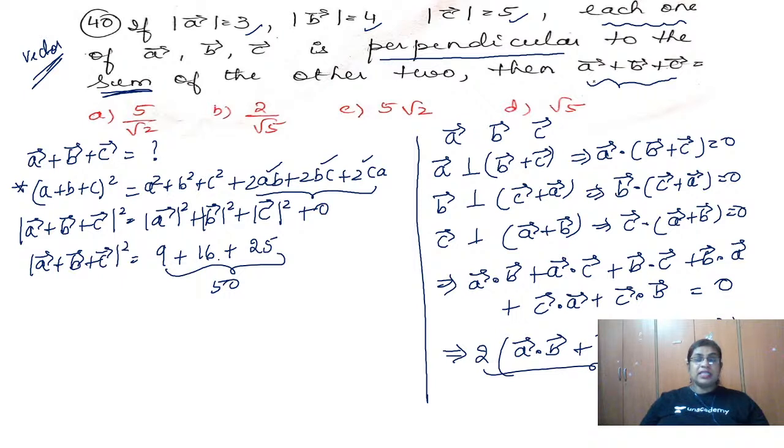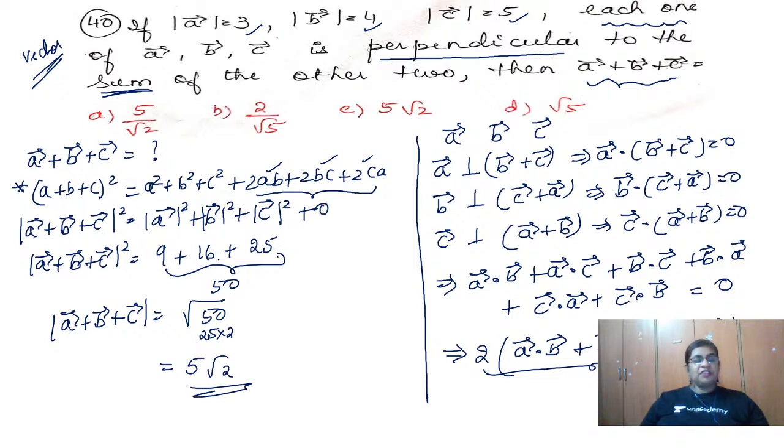Now they did not ask for magnitude of A plus B plus C the whole square, just A plus B plus C. So what is A plus B plus C now? It is square root of 50. 50 can be written as 25 into 2, 5 can come outside the root, and therefore you got the answer 5 root 2. Is there any option with 5 root 2? Yes, that's option C.